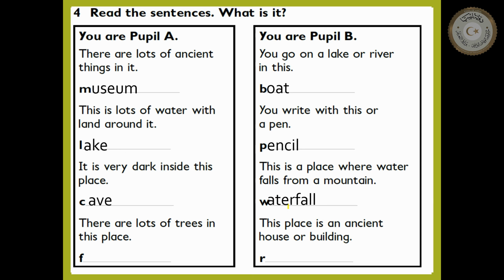The last point to girls, there are lots of trees in this place. It starts with the letter F. It's forest. The last one, this place is an ancient house or building. This place is a very old house. We have one in Libya, Sabrata. What is it? Ruin. Excellent to boys and girls. So we have museum, lake, cave, forest, boat, pencil, waterfall, and ruin.